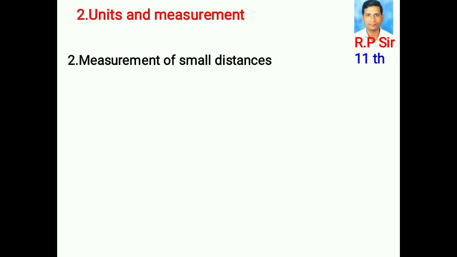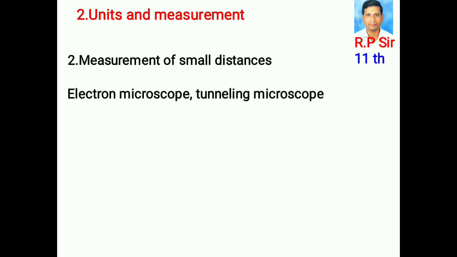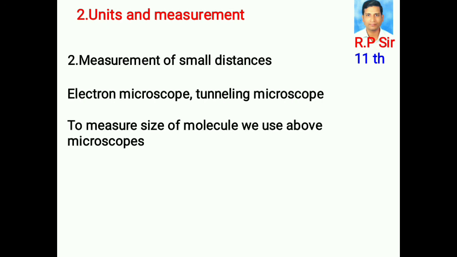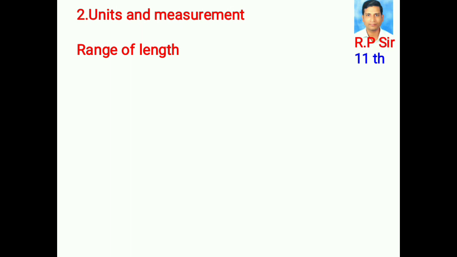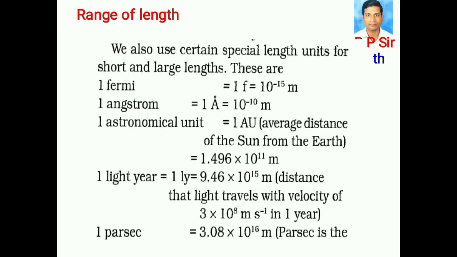Let us measure small distances. Measurement of small distances. We use the electron microscope and tunneling microscope to measure small distances. For example, to measure the size of a molecule, we use the above microscopes. Range of length. We use certain special units for short lengths such as Fermi and angstrom. 1 Fermi equals 10 power minus 15 meters. 1 angstrom equals 10 power minus 10 meters.